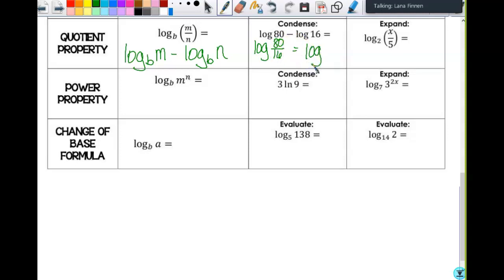So to divide that, here's an easy way to think through this. I can divide them both by 2. That gives me 40 over 8, and then I know 40 divided by 8 is 5. I don't have to actually divide 16 into 80. Then to expand them, I just change it into subtraction. So log base 2 of x minus log base, almost put base 5, base 2 of 5.